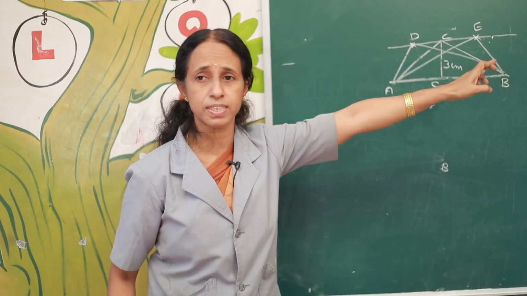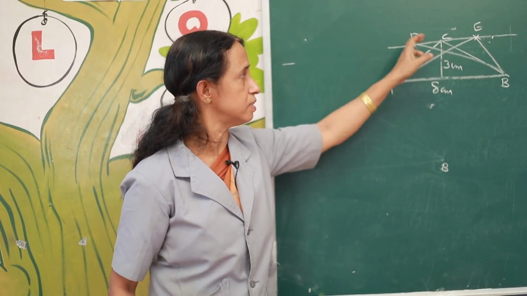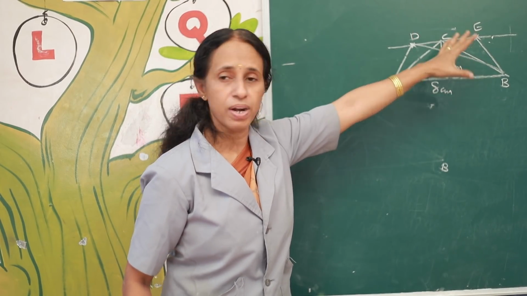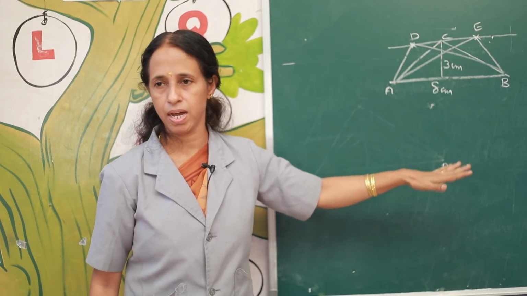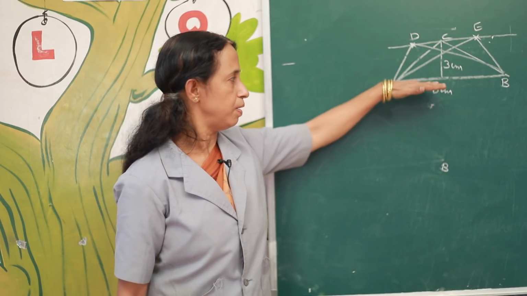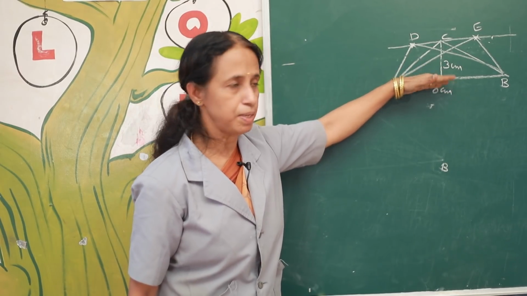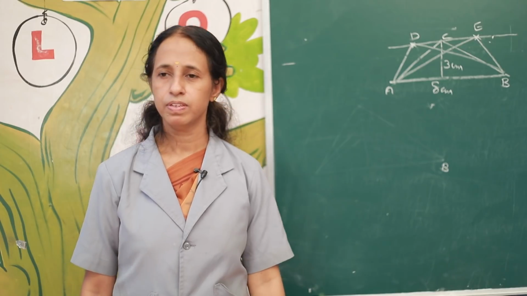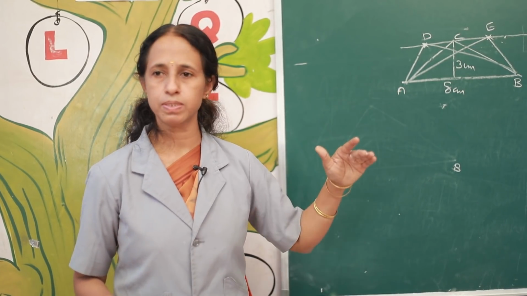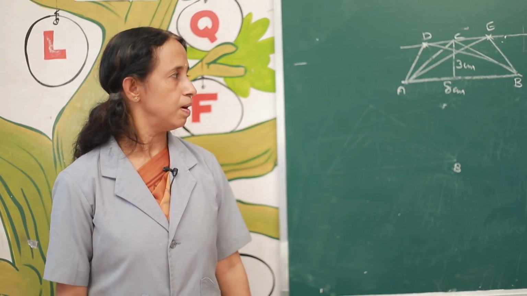The third vertex of these triangles are on a line. These triangles have the same area. Base is 8 centimeter and height of these triangles are 3 centimeter. This is the first concept of this part.